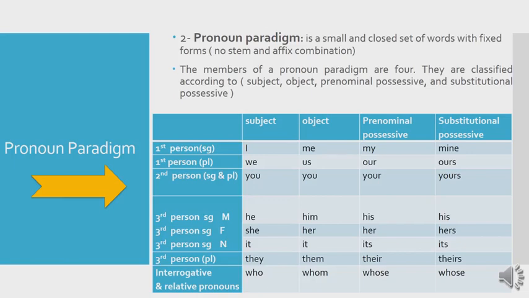For the second person pronouns, we don't distinguish between singular and plural. We have the same form for the second person singular or the second person plural. Whether we have second person singular or second person plural, the pronoun paradigm is as follows. In the subject position, we have you. In the object position, we have you. In the pronominal possessive, we have your. In the substitutional possessive, we have yours.